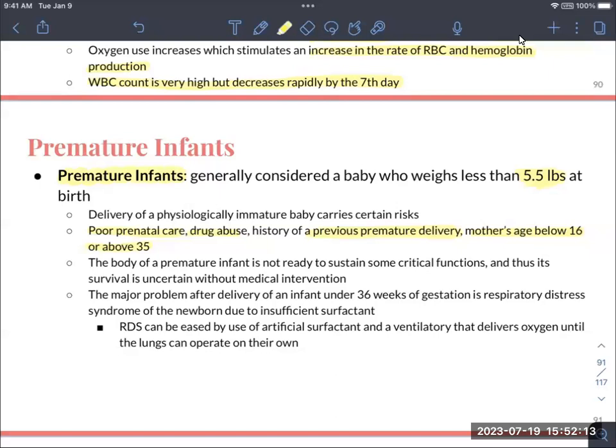Premature infants are not ready to sustain life outside of the womb 100% yet, so a lot of times medical intervention is needed. If they're delivered under 36 weeks, usually they have respiratory distress syndrome, and that's because there's not enough surfactant. There is artificial surfactant, and then they can use ventilators to help deliver oxygen to those lungs until they can fully develop or function on their own.